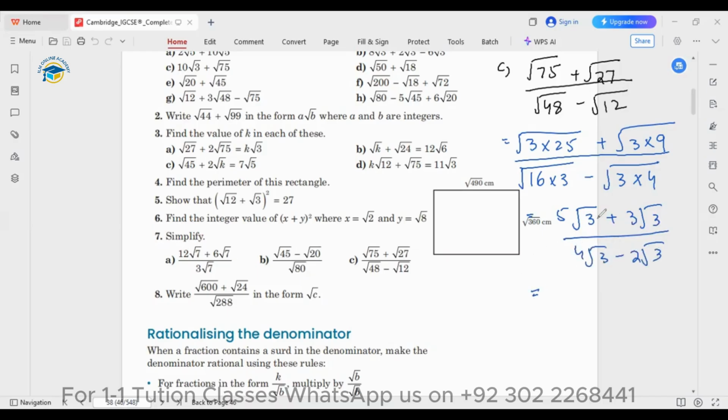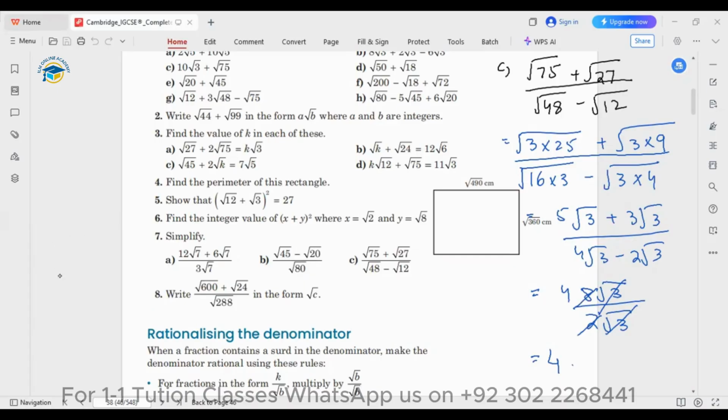Now, as we have similar surds, we can add or subtract. Don't cancel them out like this. Just first add and subtract, then cancel them out. Make them as a single number and then you can cancel them out. So 5 plus 3 will be 8 square root 3 and 4 negative 2 will be 2 square root 3. So square root 3 will be cancelled out, along with that 2 times 4 is 8. So the answer for part C is 4. So this is your part number C simplification.